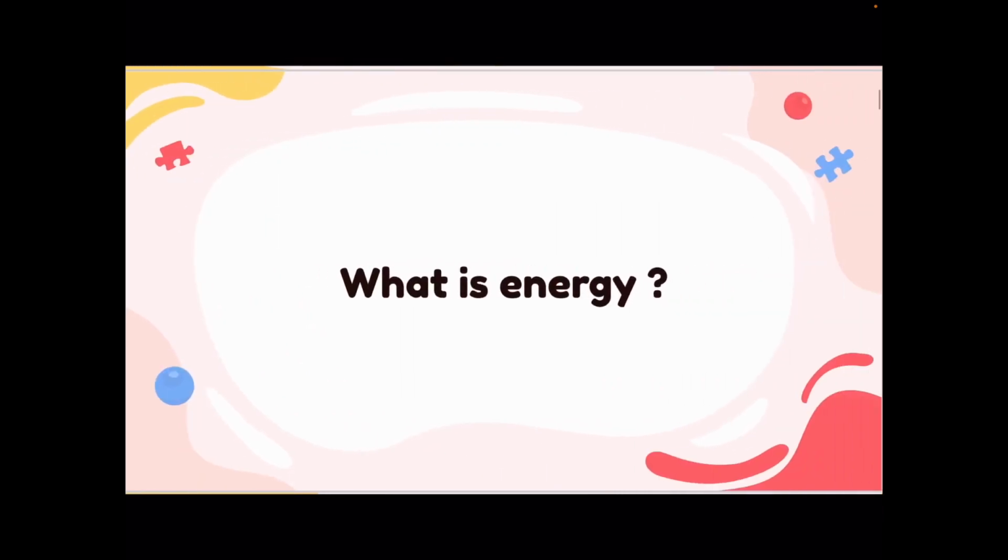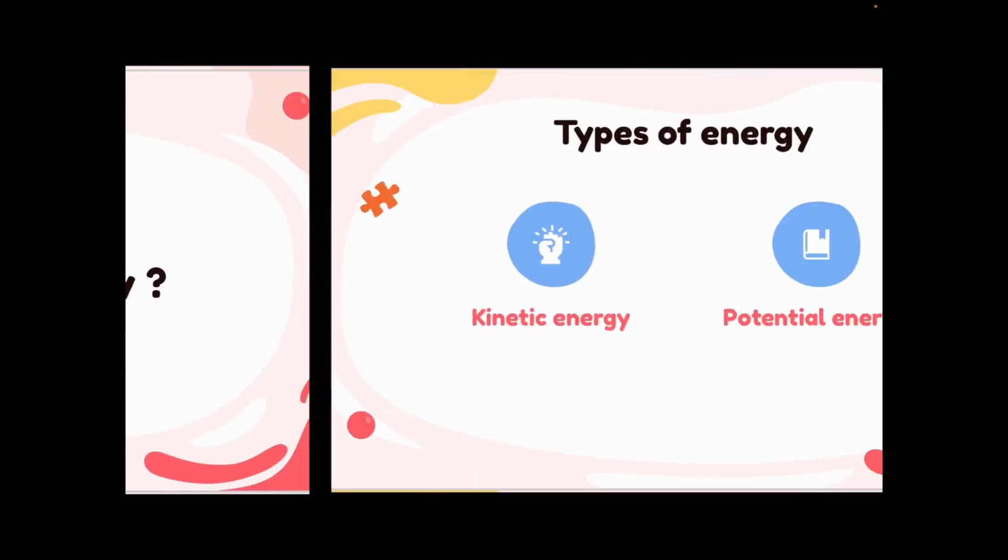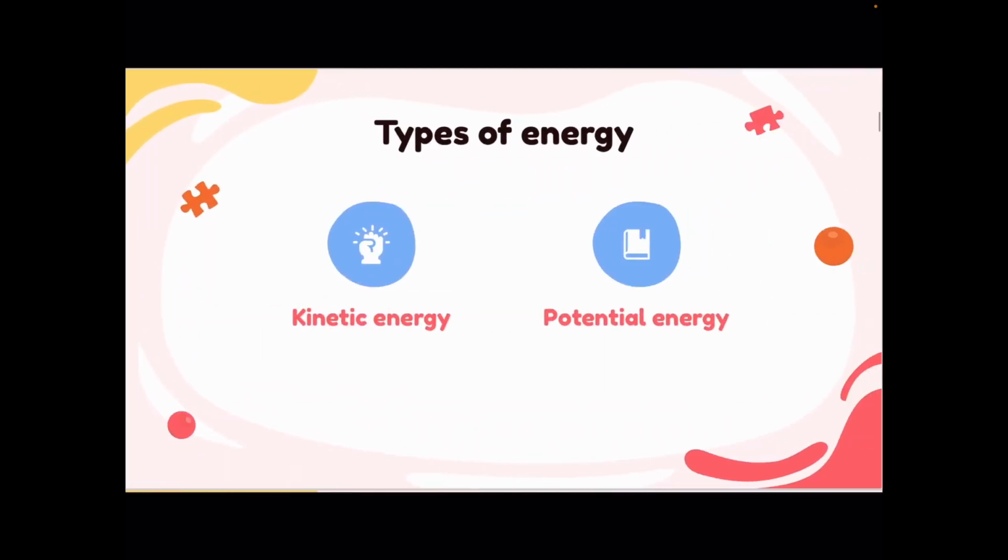But first, what is energy? Energy is the ability to do work. For example, it takes us energy to play or even stand up. We have many types of energy, which all fall into two primary types. The first type is kinetic energy, which is the energy of a moving object, and the second is potential energy, which is stored energy.